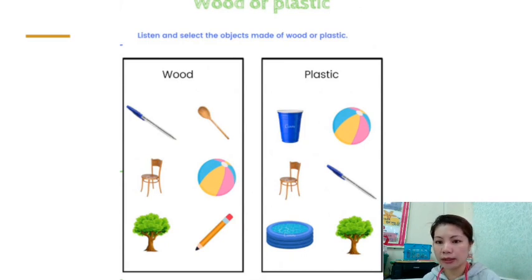Okay, so on your activity, you are going to circle the things that are made of either wood or plastic. Here in the first box, you're going to circle the things that are made of wood. Okay, so what are the things that are made of wood? Can you please circle them? And in the other box, you're going to circle the things that are made of plastic. So what are the things that are made of plastic? Can you please circle them? Okay, so this would be your activity today.